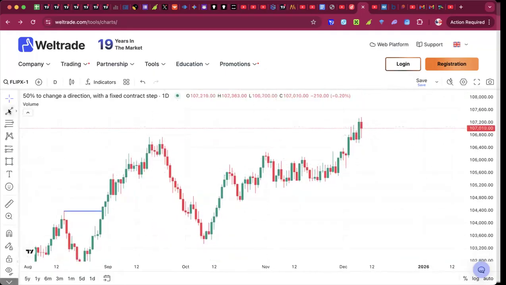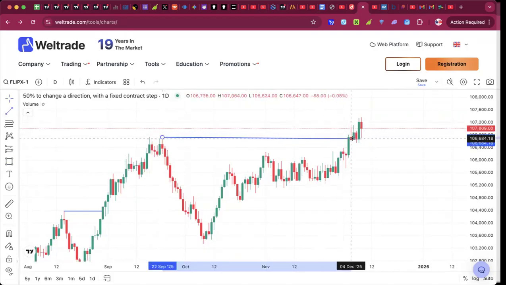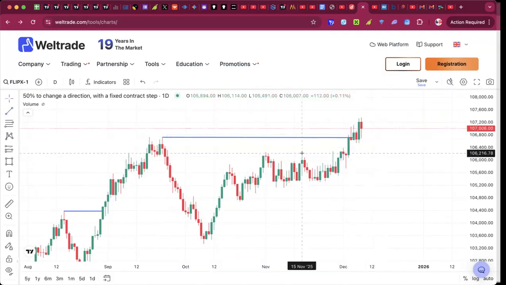Now we have a new break of structure. So you have to understand where we are going to get to, the attrition level. So here is a new break of structure.